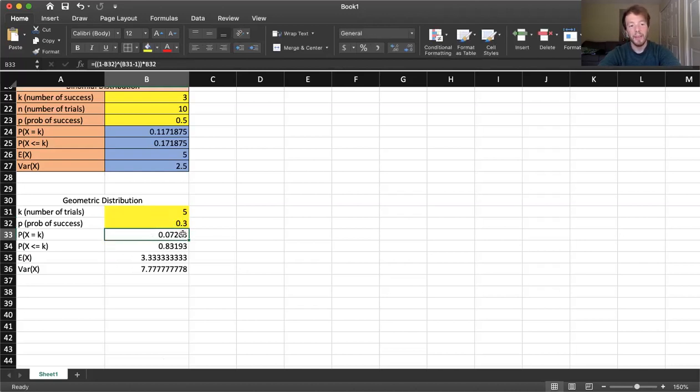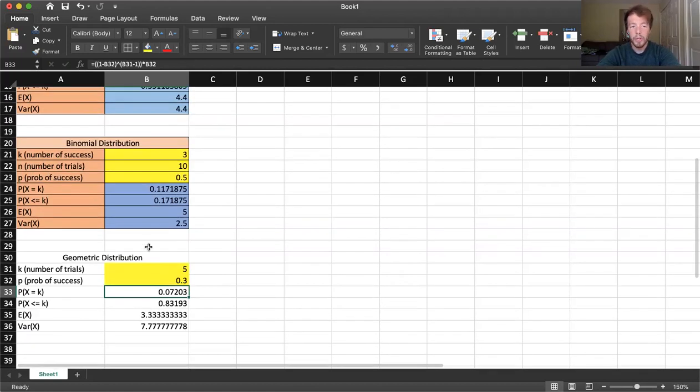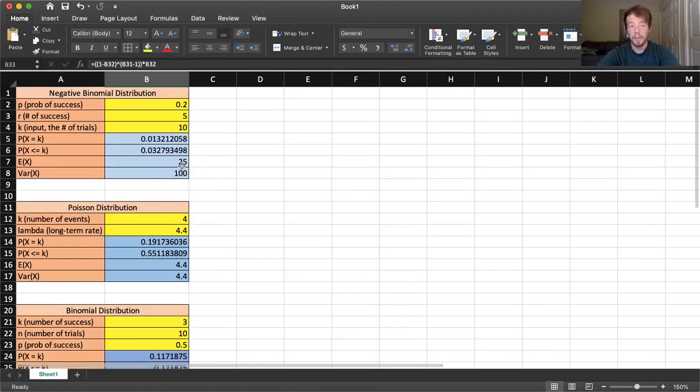The probability that it takes me 5 trials is 0.72. The probability that it takes me 5 or fewer trials is 0.83. And this is the expected number of trials and the variance of that trial. So one thing I want to note here is that, remember, the geometric distribution is the same as the negative binomial distribution when the number of successes we're interested in observing is just 1.